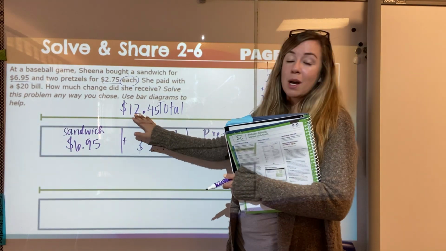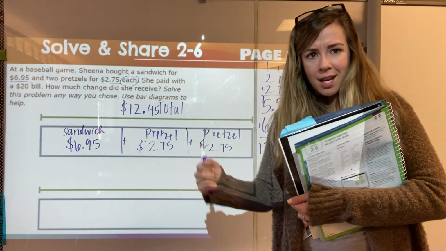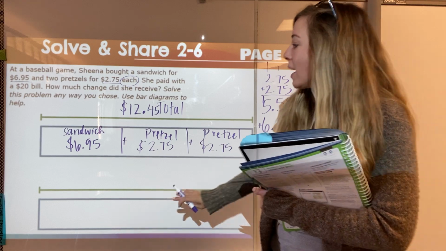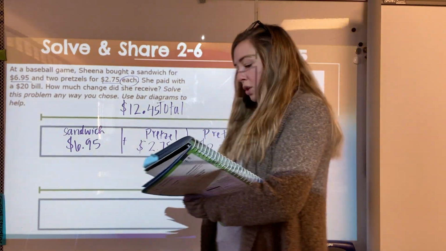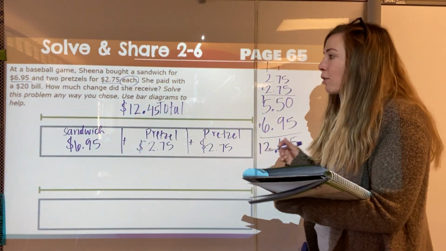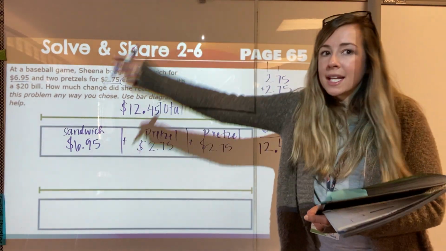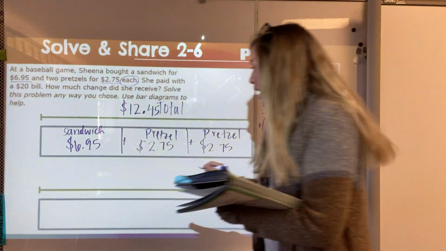No. I've had a lot of students tell me, oh, well, we're done, $12.45. I got an answer. We're not finished. Multi-step, remember? Okay, so now I need to use this second diagram to figure out how much change she's getting back. So she's paying with, what did she hand the cashier? $20.